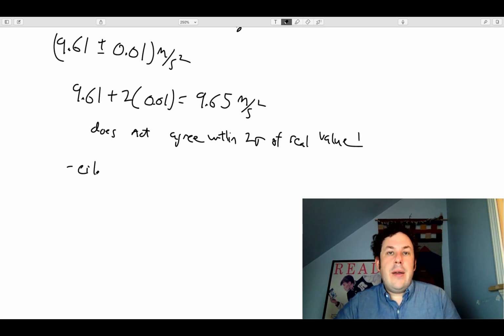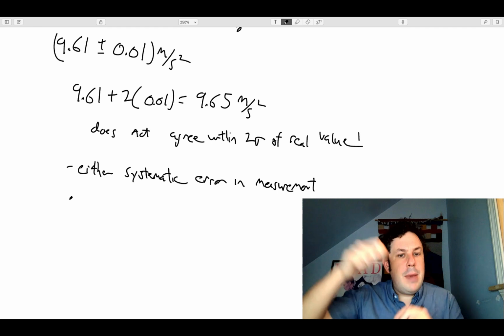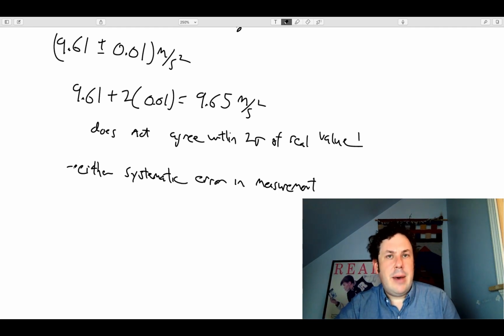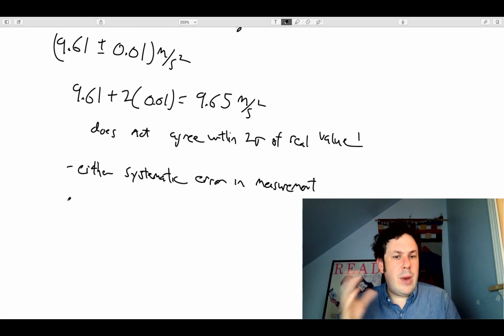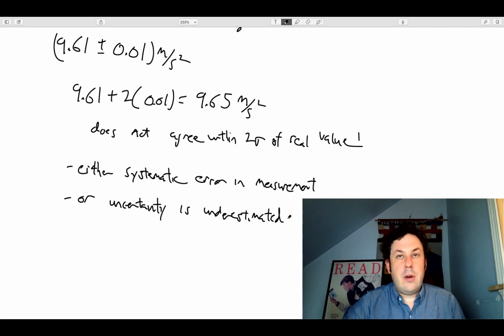So either you have a systematic error in the measurement, and that is the hardest thing to fix. You have to figure out what's wrong. Did I constantly under-time it? Did I measure too long or too short all the time? You have to kind of think about it, and it's really hard to pin down. There's a way to do that, and we'll talk about that next week. Or your uncertainty or your error is underestimated. And that is often the case, I find, in these labs, is that you underestimate your uncertainty.